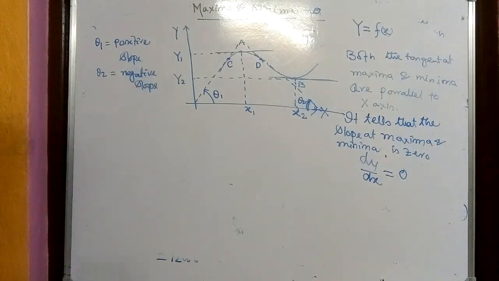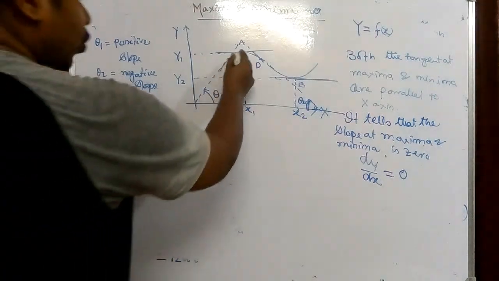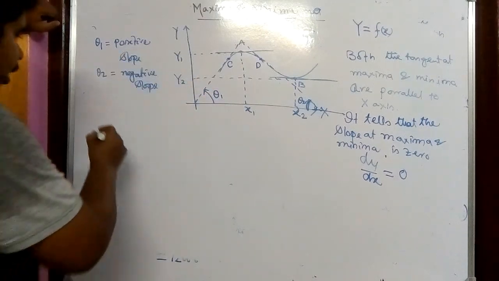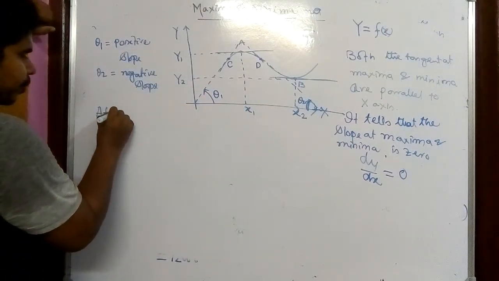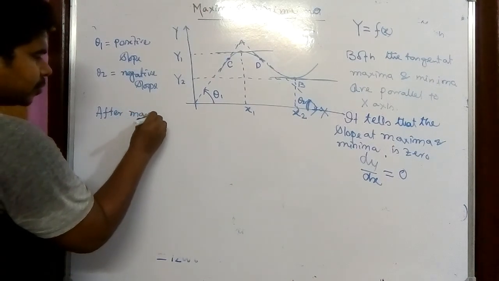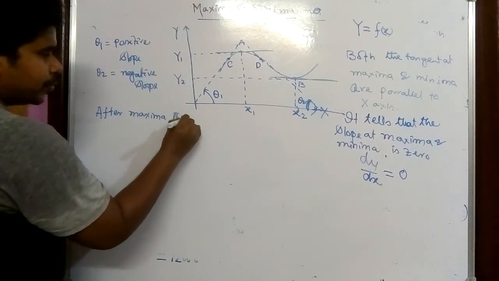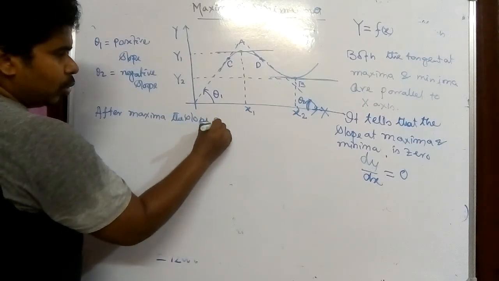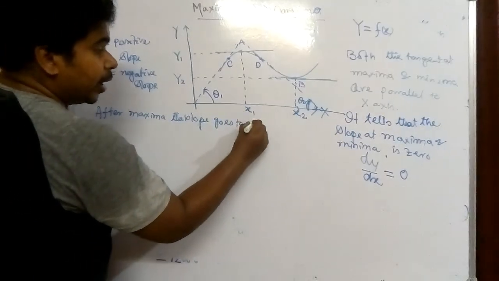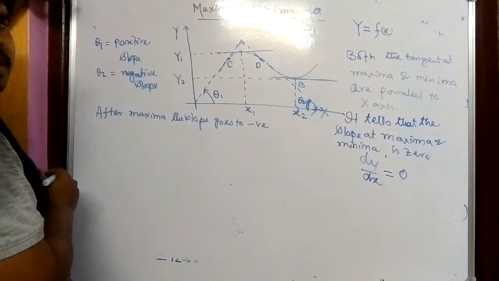So what we have seen is that before the maxima the slope is positive, and after the maxima the slope is negative. So we can conclude that at maxima the dy by dx, or you can say the slope, will decrease. So we can mention that after maxima the slope goes to negative just after the maximum.